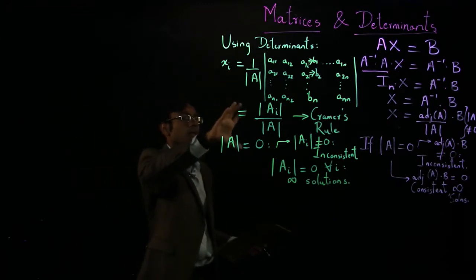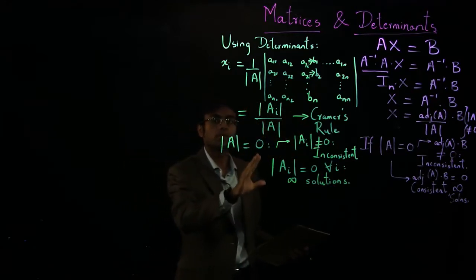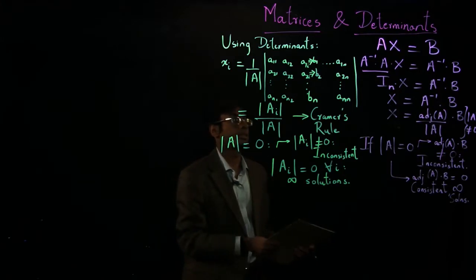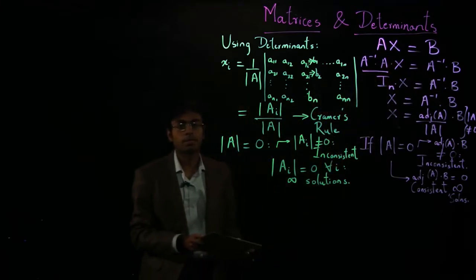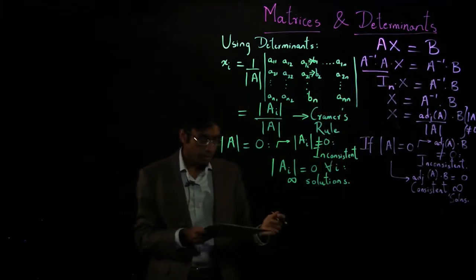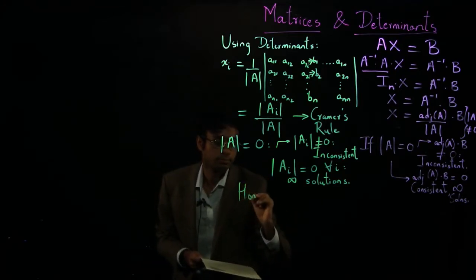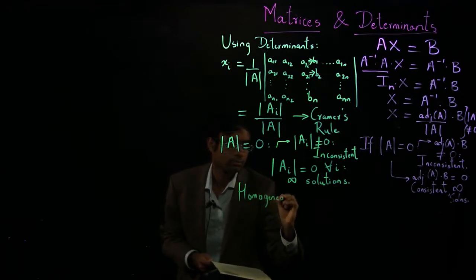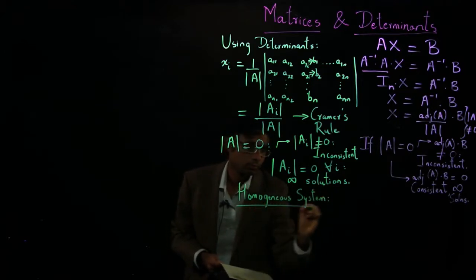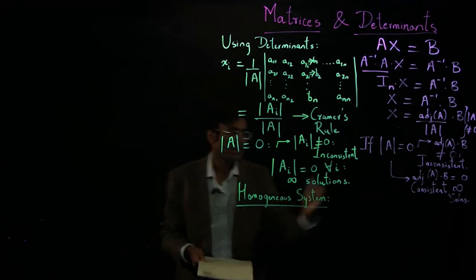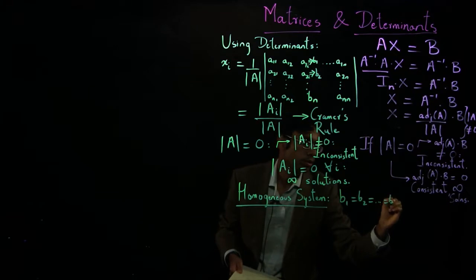So we have looked at two methods to solve a system of simultaneous linear equations in n unknowns for the non-homogeneous case, which means that at least one of the elements of your right hand side, the B matrix, is non-zero. Now the only thing remaining to look at is the homogeneous system, which means that every single one of the right hand side is 0.